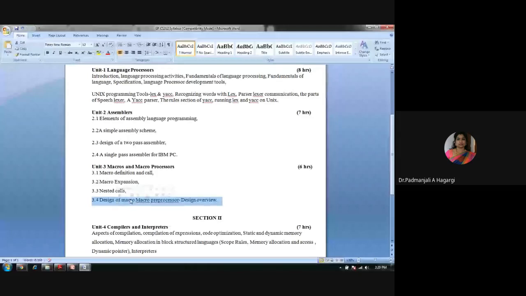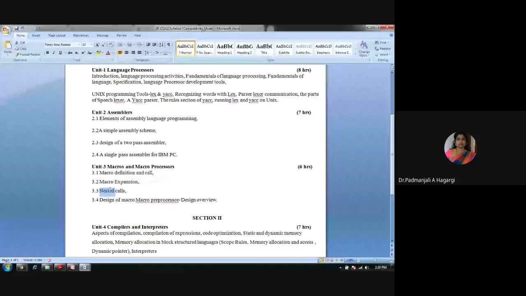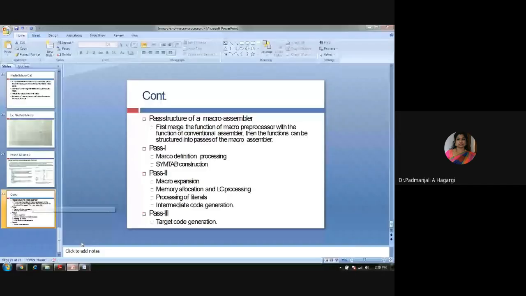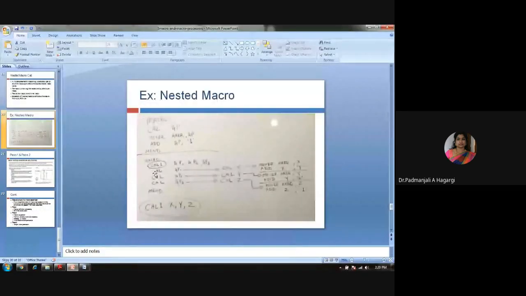It goes for pass 3 only because of nested calls of a macro. Now what is a nested call of a macro? Suppose there is one macro, and that macro is calling another macro. Here my macro is call one macro, a big macro, and this call one macro has its own parameters. The formal parameters are ampersand 1, ampersand 2 and ampersand 3, and this macro was called by x, y and z. What I am doing in this macro I have still not defined, but I am simply passing some values.